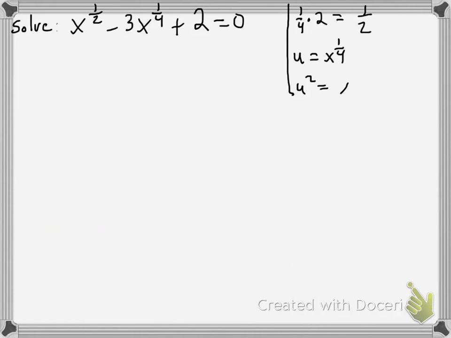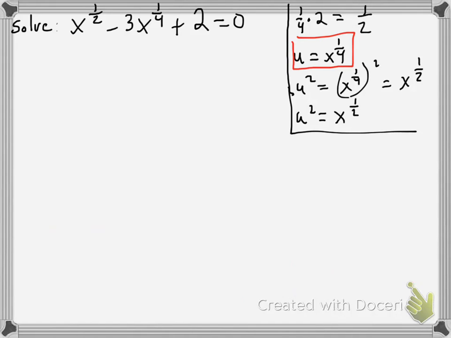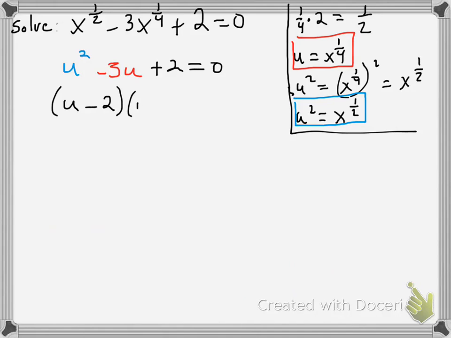U equals x to the 1/4. U squared will be x to the 1/4 squared, which is x to the 1/2. So that looks good. So u squared is x to the 1/2. And we'll go ahead and replace the x to the 1/2 with the u squared, and the x to the 1/4 with u. And we want a product of 2 with a sum of -3, so minus 2 and minus 1.